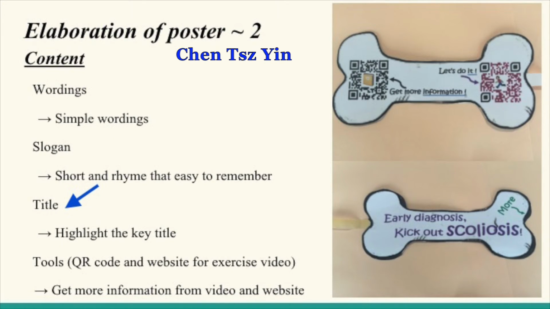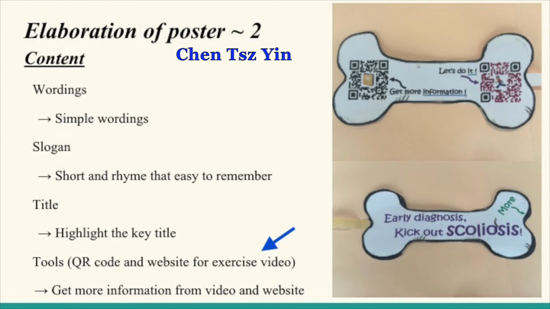We have highlighted the key title with an enlarged font of scoliosis, to emphasize our topic that is scoliosis. And for more information, we have put 2 QR codes, for searching for the exercise video and also the informative resources from the Student Health Center that link to the websites provided by the government that tell about what scoliosis is and how to notice it and also how to prevent it.